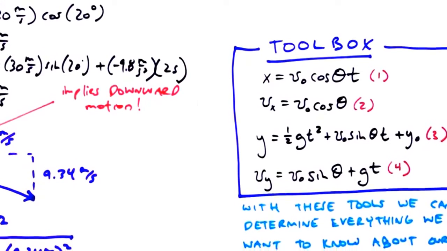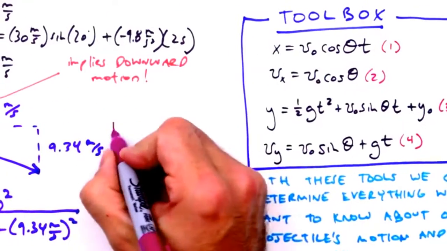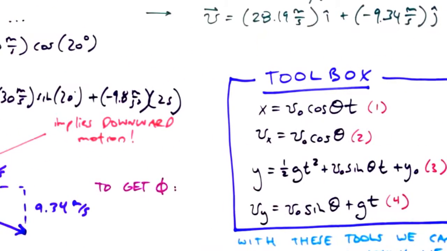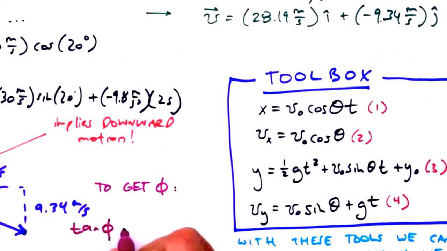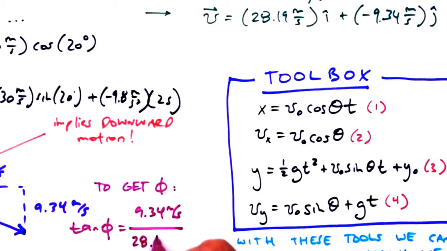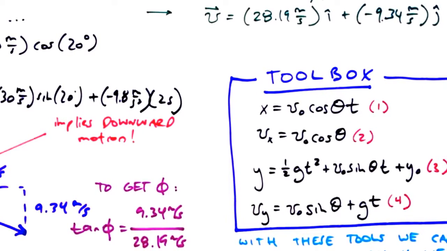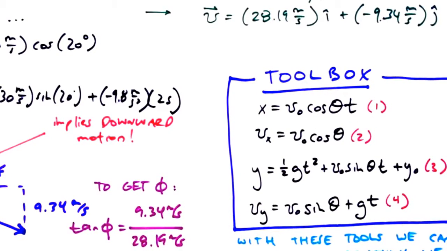Are we done? Not yet. We still need the direction of its motion, that is to say the angle between the velocity vector and the horizontal. To get phi, we use trigonometry. So the tangent of phi equals opposite, 9.34 meters per second, over adjacent, 28.19 meters per second. Take an inverse tangent, and we get a value of 18.3 degrees for phi. So 2 seconds after launch, our projectile is moving at 29.70 meters per second at 18.3 degrees below the horizontal.